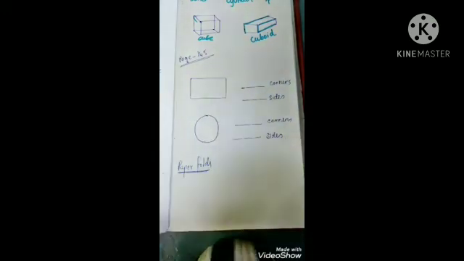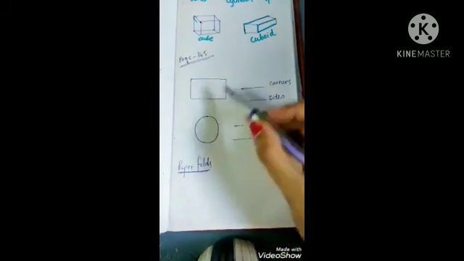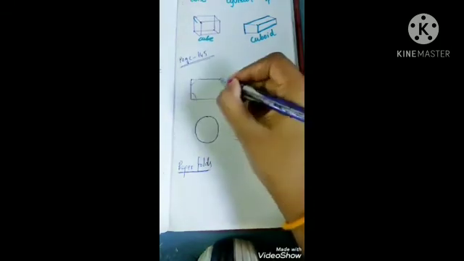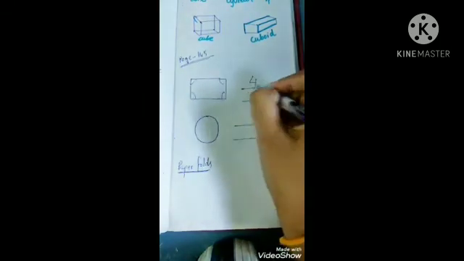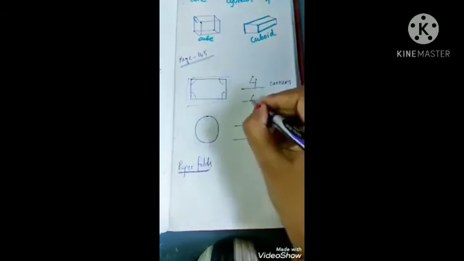So number 1, square is given. So that one is already solved. Now I will show you this one. This is a rectangle, right? Here you can see 1, 2, 3, 4. 4 corners. So to write 4 corners and sides. 1, 2, 3, 4. 4 sides. So you have to write 4.